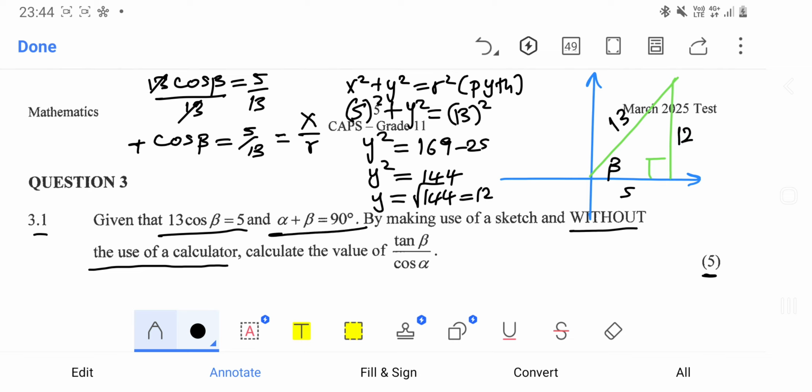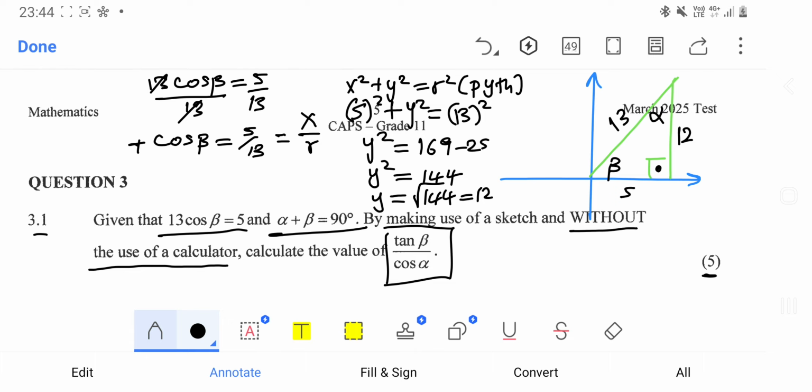Again, we have additional information. They are saying α + β = 90 degrees, and we know that the interior angles of a triangle add up to 180 degrees. We have 90 degrees there, and at the top we have angle α plus β, which gives 90, so 90 plus 90 again gives 180 degrees. So now we have the information that we need to find the value of tan β divided by cos α.